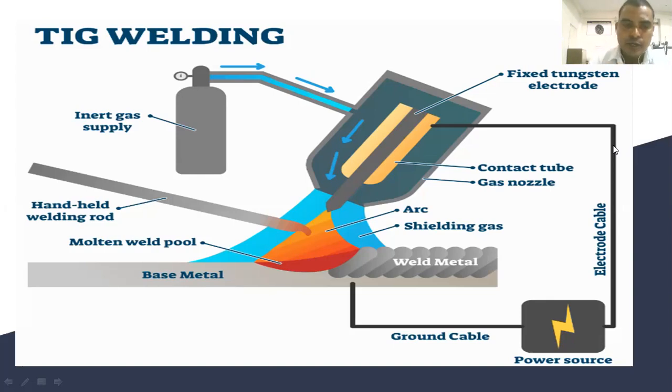So my dear student, this is all about tungsten inert gas welding. I hope you can understand why we use the tungsten and how we can use TIG welding. I also discussed the application of TIG welding.